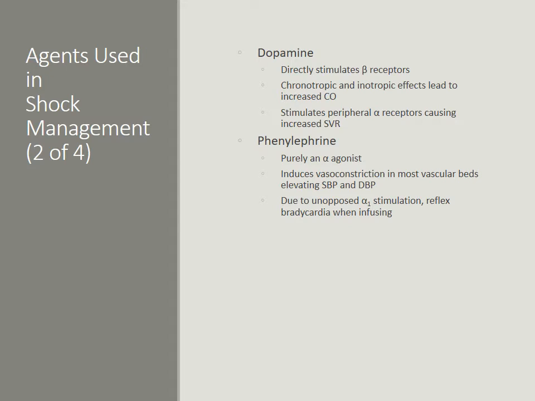Phenylephrine. Phenylephrine is a purely alpha agonist, yet it differs from epinephrine only in that it lacks one hydroxyl group on the benzene ring. So what does this really mean? It means that phenylephrine induces vasoconstriction in most of the vascular beds, elevating both systolic and diastolic blood pressure. Phenylephrine exerts an effect on systemic blood pressure by elevating total peripheral resistance.